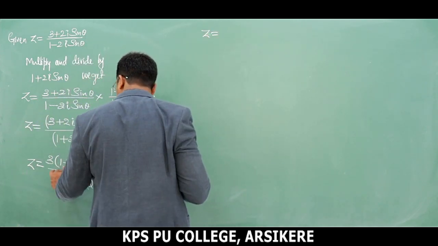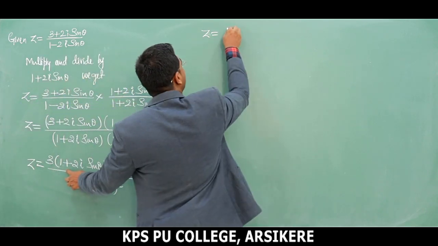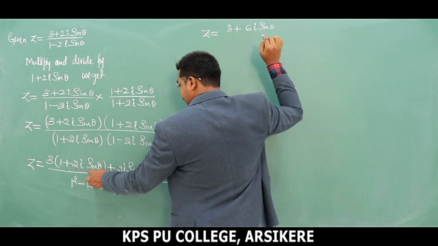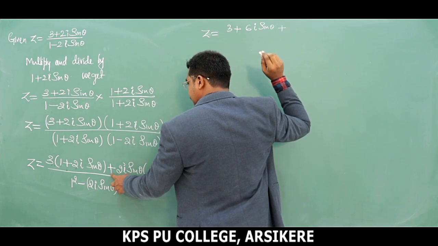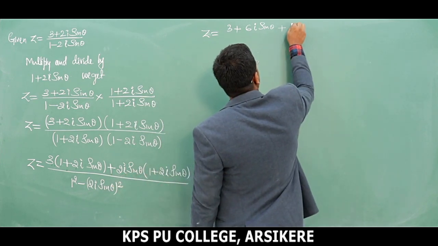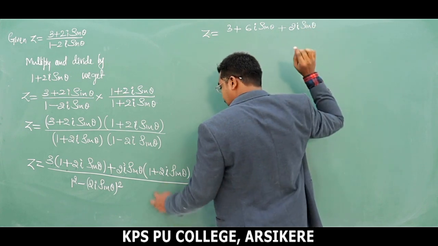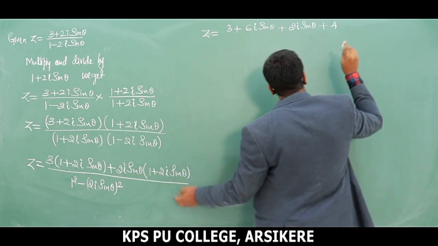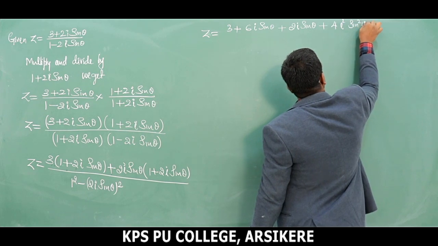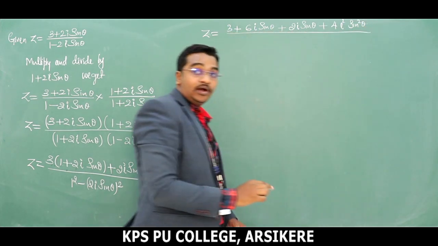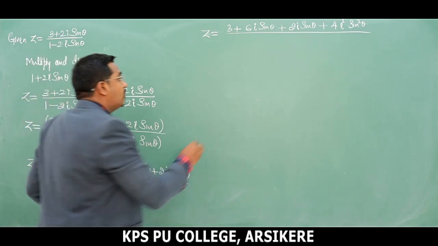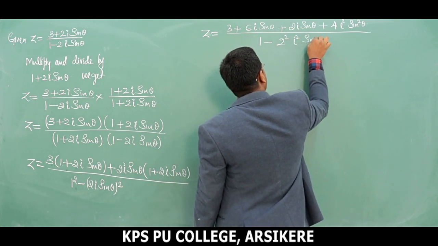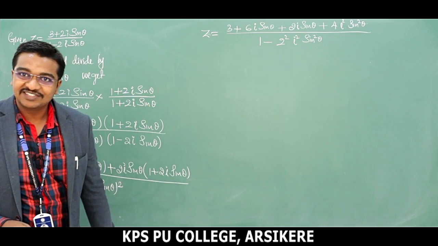First simplify the numerator. First 3 times of this term, 3 into 1 is 3, plus 3 twos are 6 i times of sin theta, plus the second term 2i sin theta into 1, 2i sin theta, plus 2 twos are 4, i into i is i square, sin square theta, whole divided by, just observe the denominator, 1 square is 1 minus, so this term can be written as 2 square into i square into sin square theta.